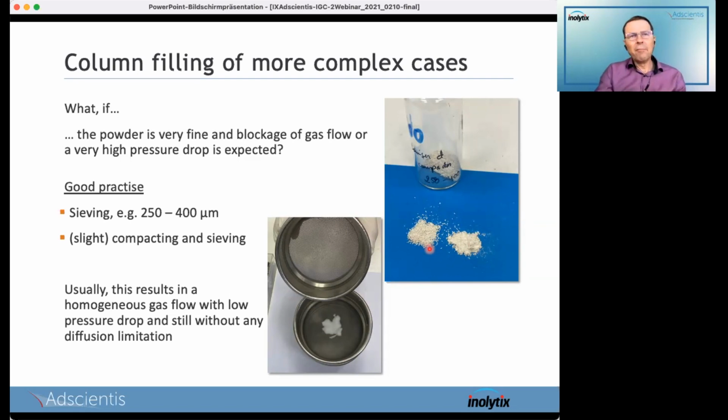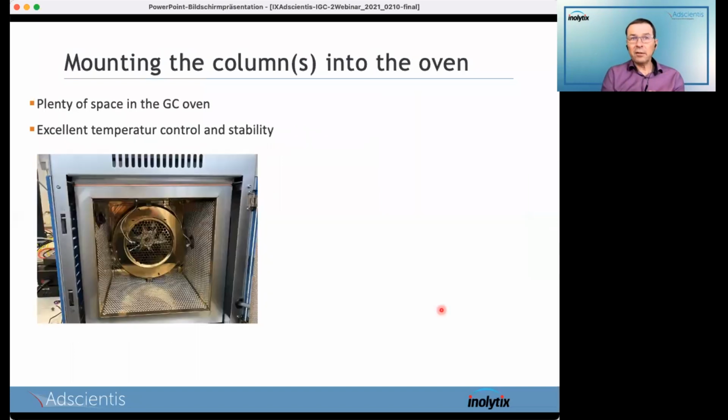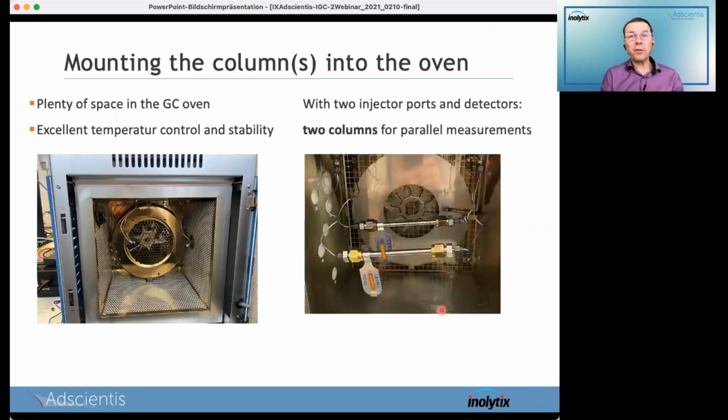So now, mounting the columns in the oven, you see a gas chromatograph. That's the one we use. It's really nice. It has a very homogeneous, very stable temperature profile. And not only this, you can also pack a lot of different things in it. If you have a GC with 2 injector ports and detectors, we can run 2 columns for parallel measurements, and that's also what the automated system that we have is providing.